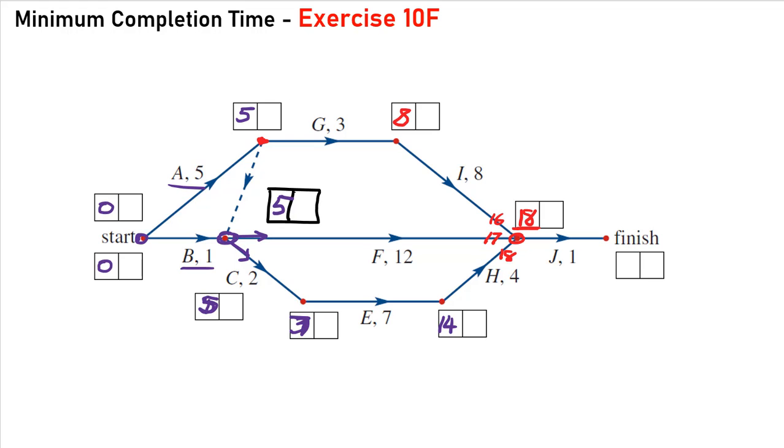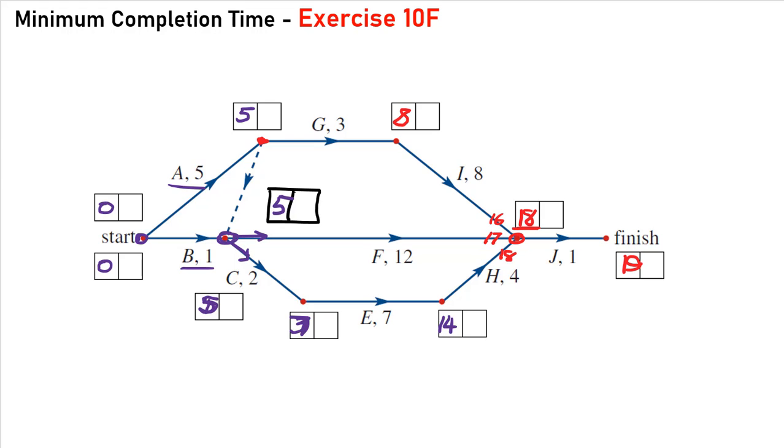Yes, this job and this job will finish beforehand, but we can't start this one until we've finished all of these jobs. So that's why the minimum or the earliest start time, it might sound counterintuitive, is the actual largest number coming into that junction. J takes 1 hour, so our finish time and our minimum completion time for this project is 19.